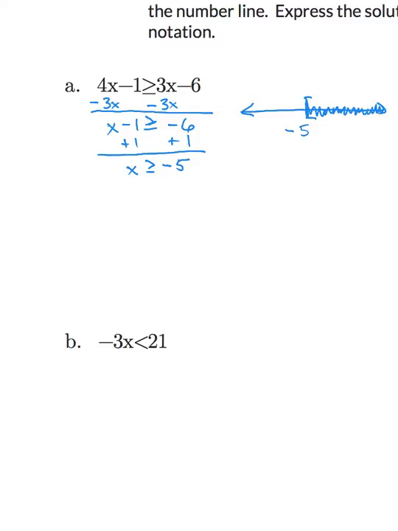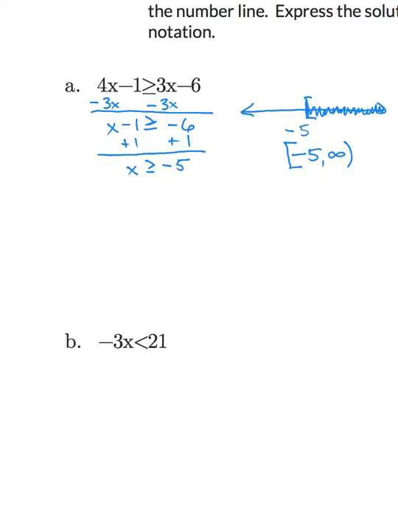Finally, we want to write our answer in interval notation. So if we go ahead and write our interval notation, our leftmost value is negative 5. Our rightmost value is positive infinity, since we are going to the right. Negative 5 will have a square bracket. Infinity will have a parenthesis.